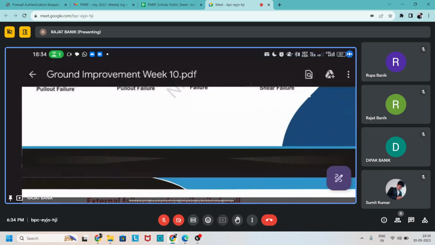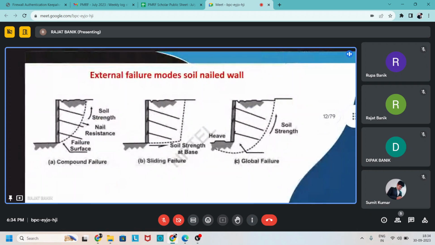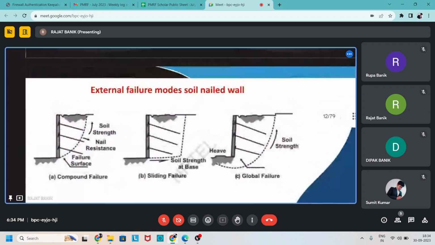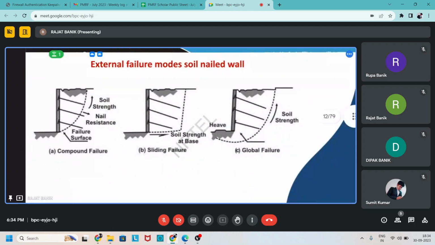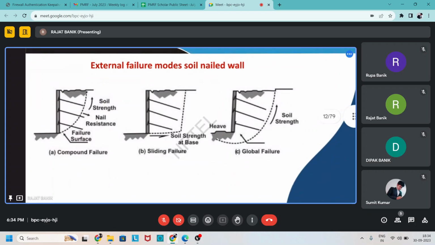Now we discuss the external failure of the soil nail. It is divided in three ways. First one is compound failure, second one is sliding failure, and third one is global failure. These failures are mostly similar to the failures of a retaining wall, so they are discussed in the same way.